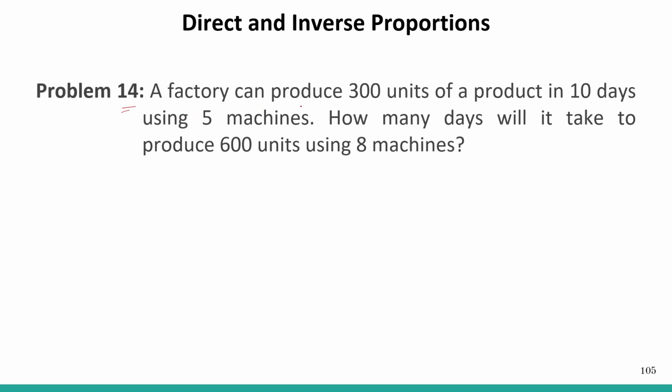Okay, so a factory can actually produce 300 units of a product in 10 days using 5 machines. So how many days will it take to produce 600 units using 8 machines? Okay, so the amount is 300 and the time that took is 10 days and the number of machines used is 5. So how many days? Let the new time needed be T, the number of machines used is 8, and the number of units produced is 600.